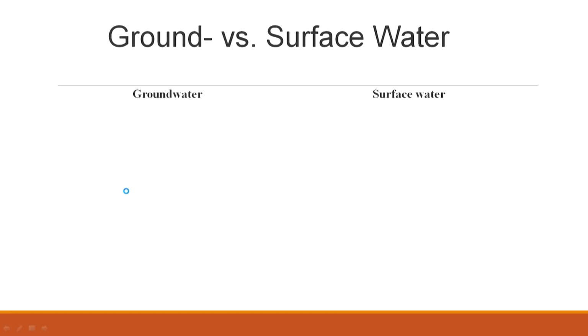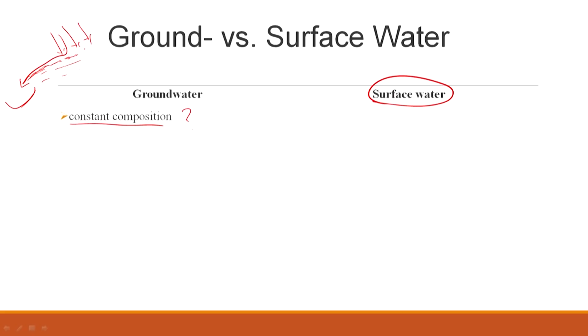And what is the issue now? Constant composition. And why is that? Why is groundwater relatively of constant composition? Let us say there is rain falling on the land, and all this runoff of the rainwater is going to end up in some surface water body. So this runoff can have different kinds of pollutants, and that is going to affect the characteristics of the surface water considerably.